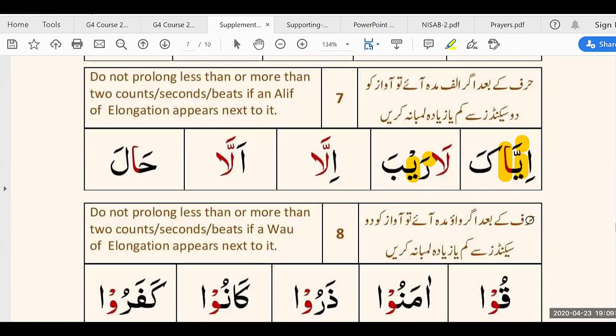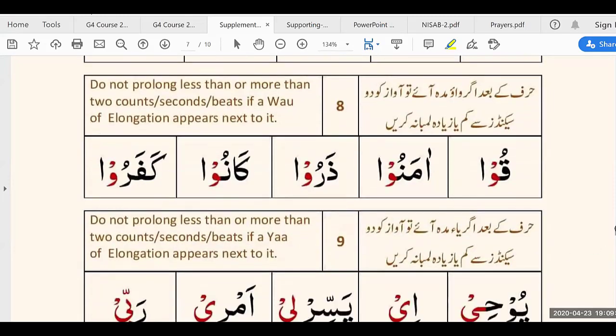Jazakallah. Okay, so the next common error, number 8: do not prolong less than or more than 2 counts, seconds, or beats if a vowel of elongation appears next to it. So if a vowel of elongation appears next to a letter carrying a dhamma stroke.